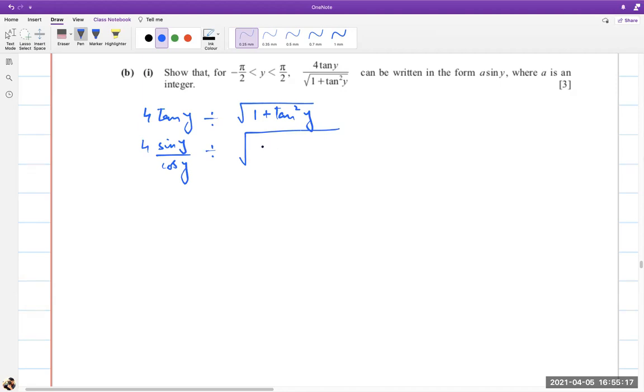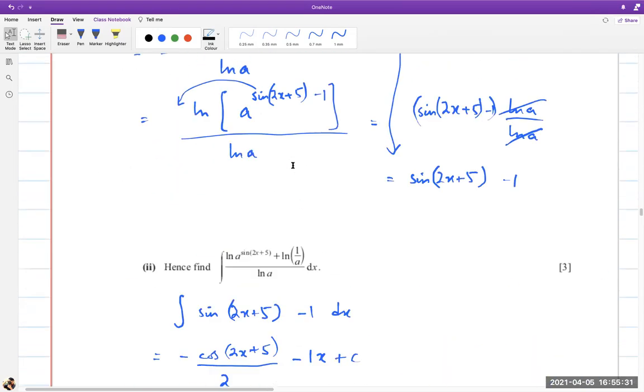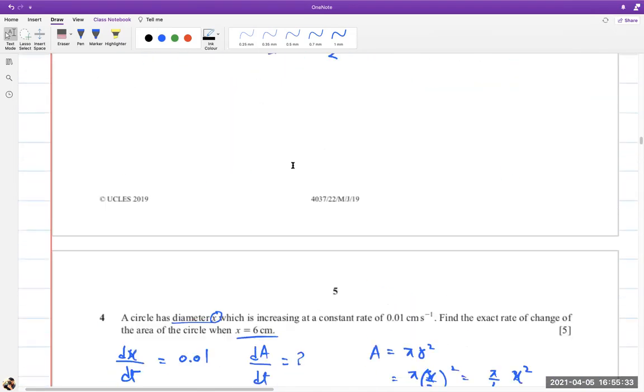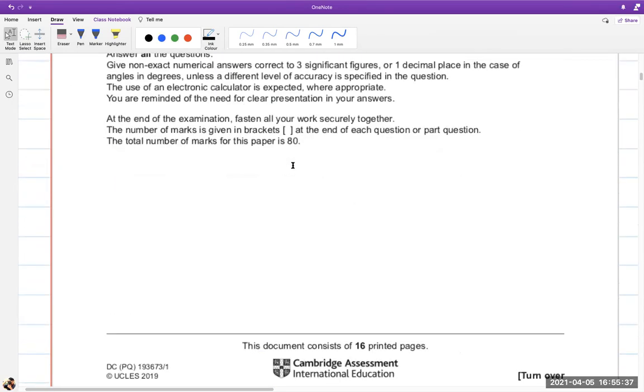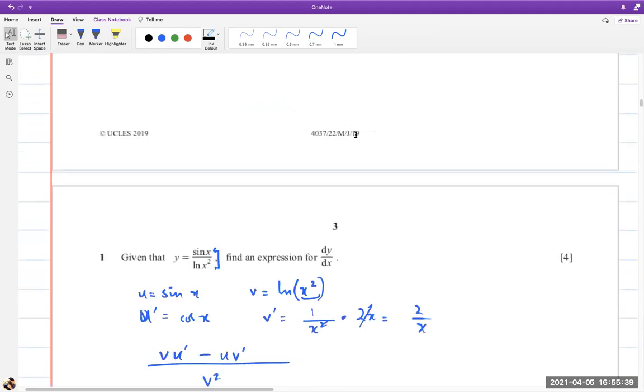What is that, tell me. Isn't there a secant squared y? 1 plus tan squared y is secant squared y. Or might be, I'm not sure. We can just confirm. Identities are given in the beginning. These identities we can check. Yeah, secant squared y is this.